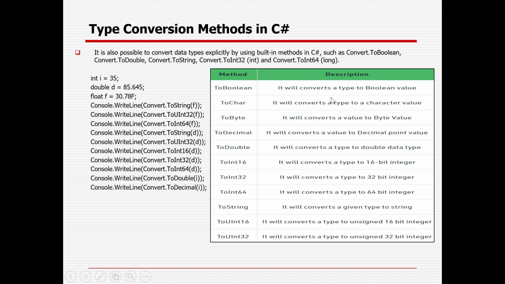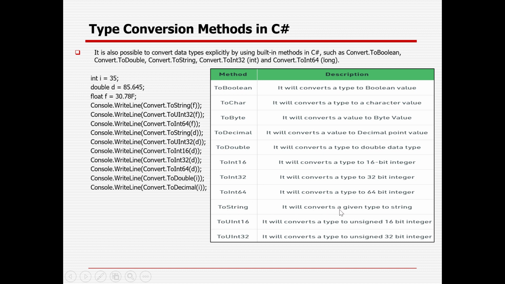ToBoolean converts a type to a boolean value. ToChar converts a type to a character value. ToByte converts a value to a byte value. ToDecimal converts a value to a decimal value. ToDouble converts a type to the double data type. ToInt16 converts a type to a 16-bit integer. ToInt32 converts a type to a 32-bit integer. ToInt64 converts a type to a 64-bit integer.